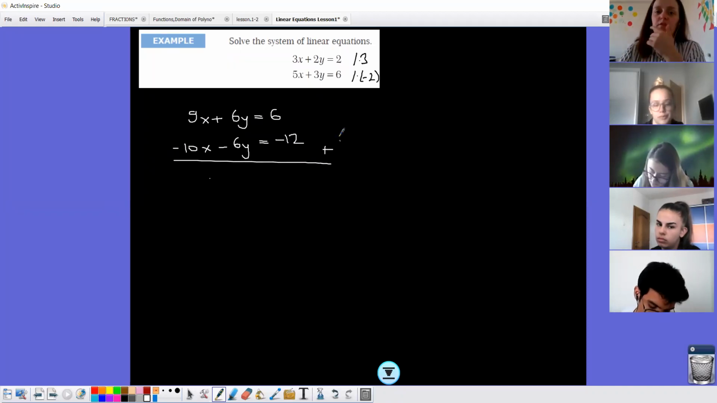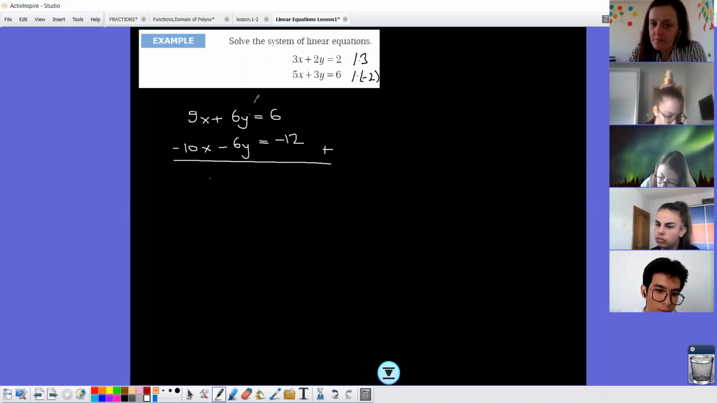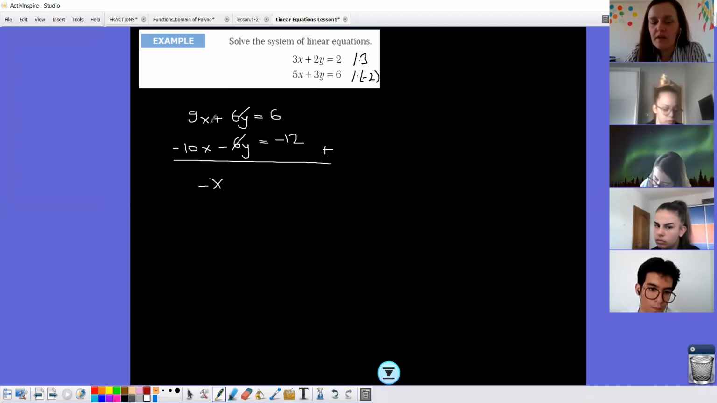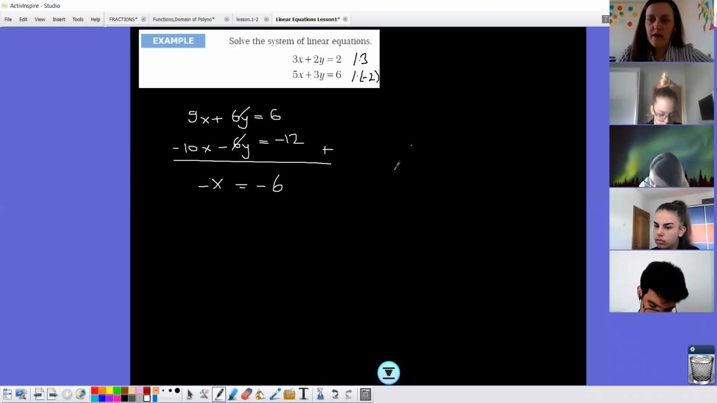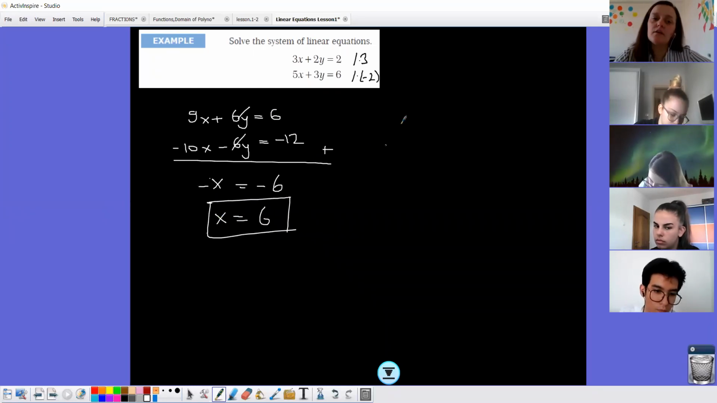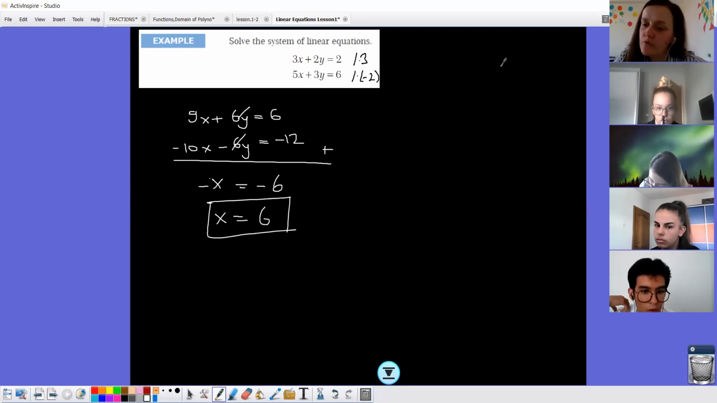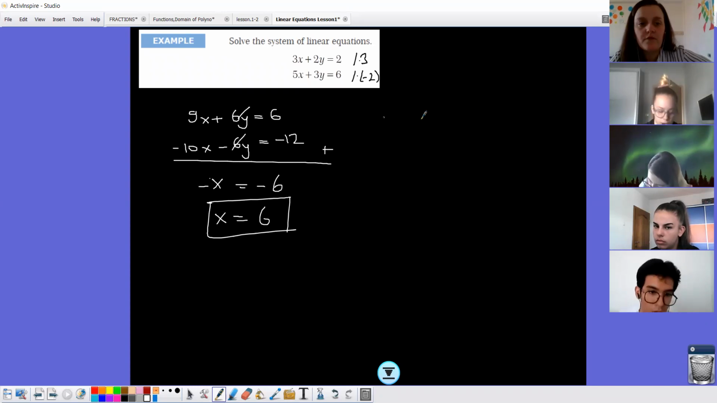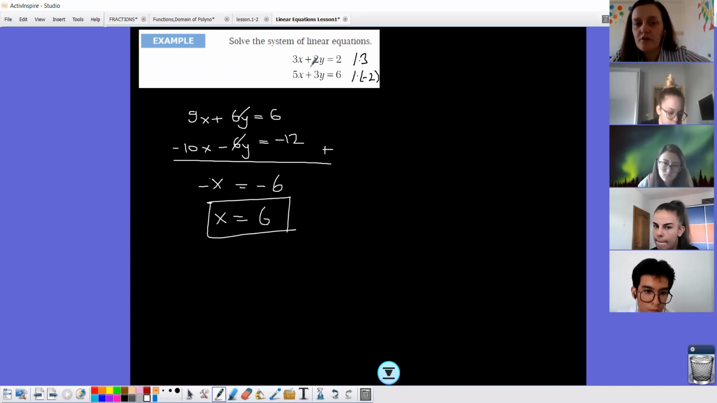Then we are adding them, and we get minus x is equal to -6. 9x minus 10x gives minus x, and 6 minus 12 gives -6. So x is equal to 6. We found the x. Now the y. Which equation will you use to find the y? The first one, from the beginning.